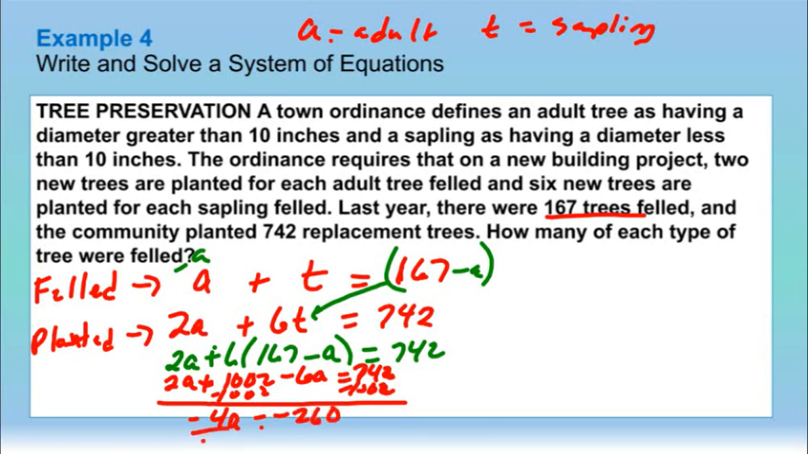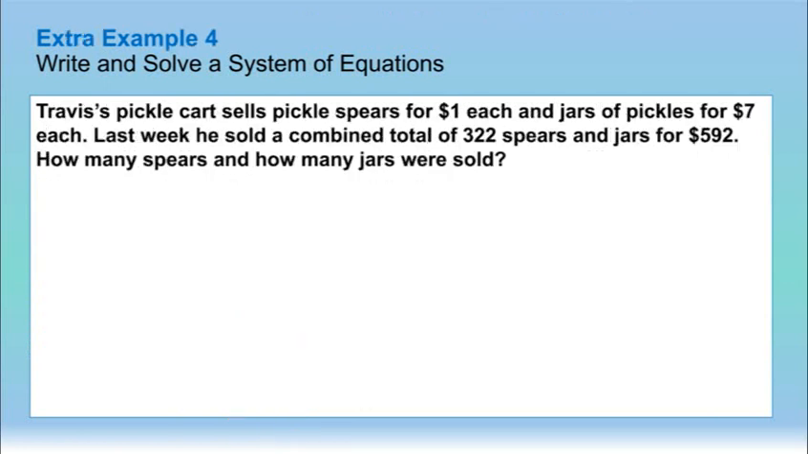If I divide by negative 4, I end up with adult trees, 65 trees. So if 65 of the 167 were adults, that means the saplings would be 102 trees. Next.